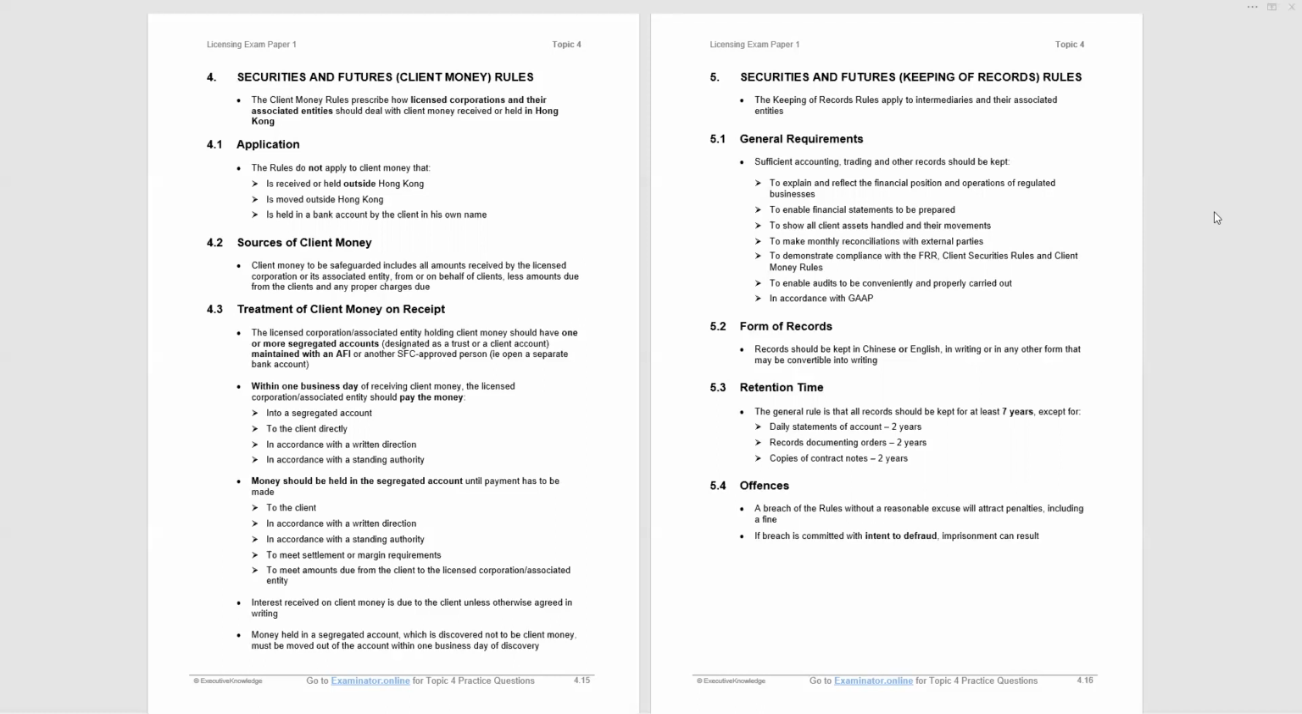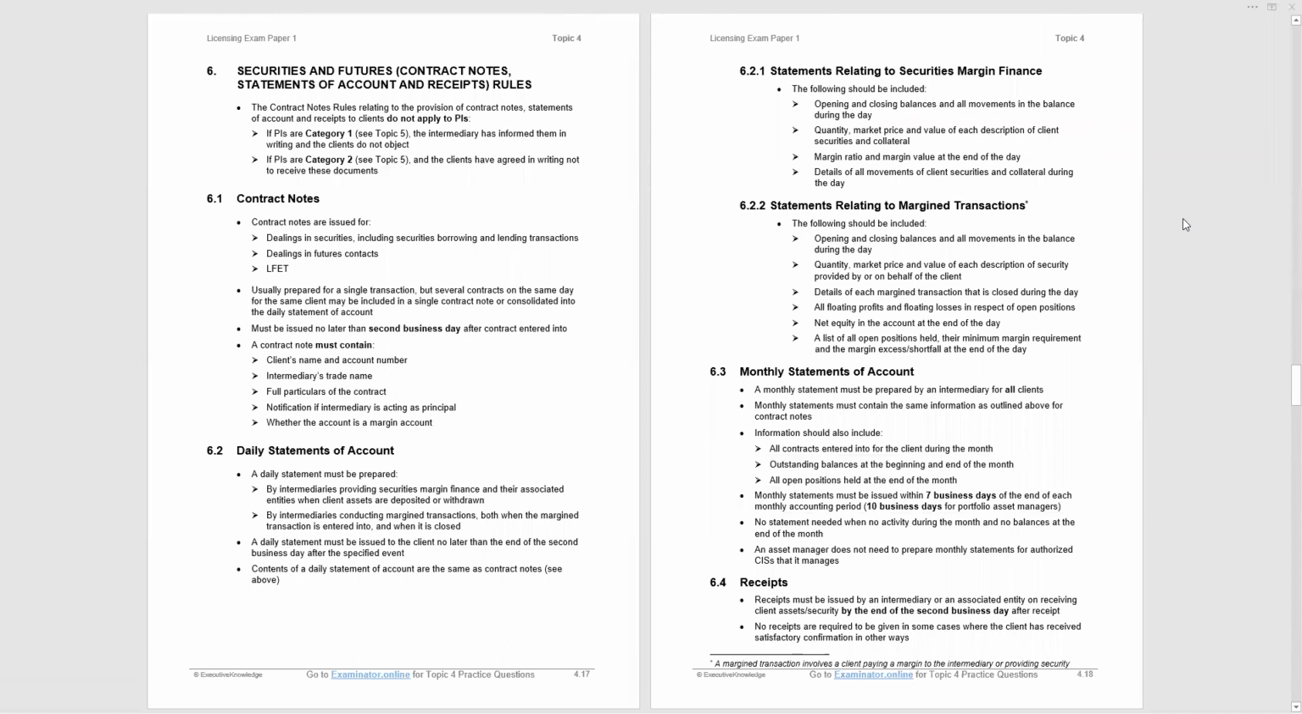Now, offences. Not every set of rules is given the offences, but these offences or the breaches and what can result apply to all the rules. And we're told the breach of the rules without a reasonable excuse will attract penalties, including a fine. If a breach is committed with the intent to defraud, if fraud is involved, then it will be criminal and imprisonment. You can be whisked off to jail.